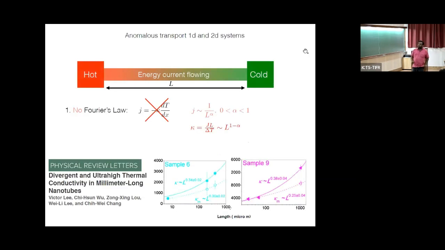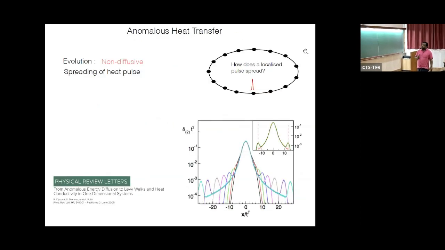However, there are many systems in lower dimensions, 1 dimension and 2 dimensions, where the current in the stationary state cannot be described by Fourier's law, which means that it doesn't scale with system size as 1 over L, but as 1 over L to the power alpha, where alpha is between 0 and 1. If we define the thermal conductivity in this way, it diverges with system size as L to the power 1 minus alpha. Such a divergence has been observed in millimeter long nanotubes in the last decade. This is another signature of anomalous heat transfer, which is different from the previous setup.